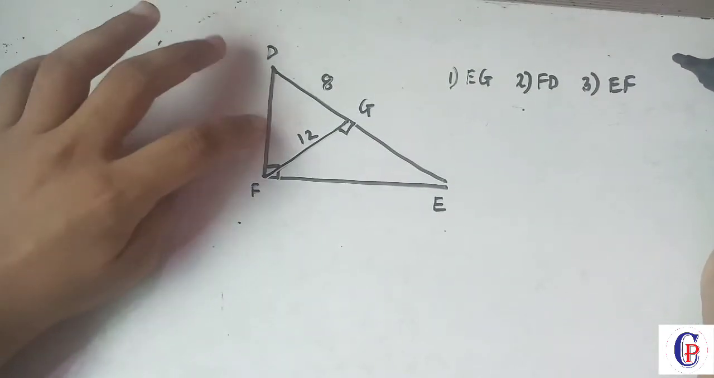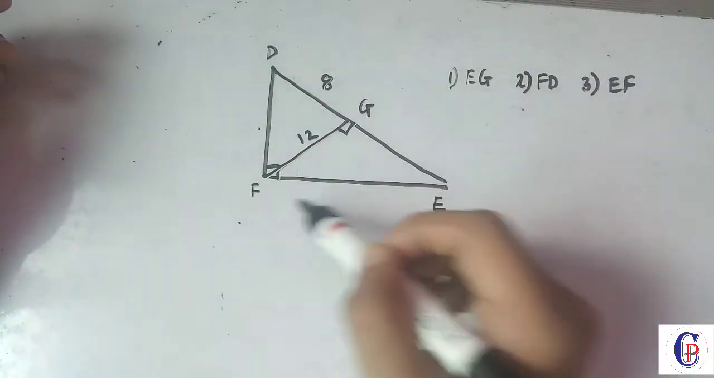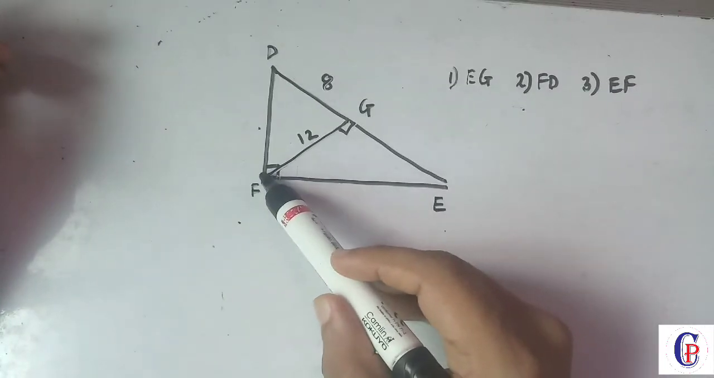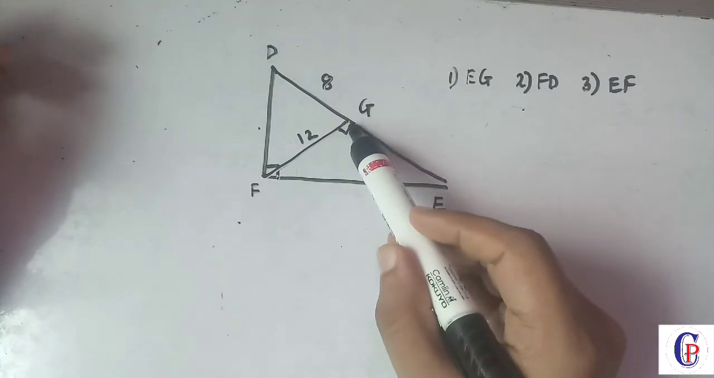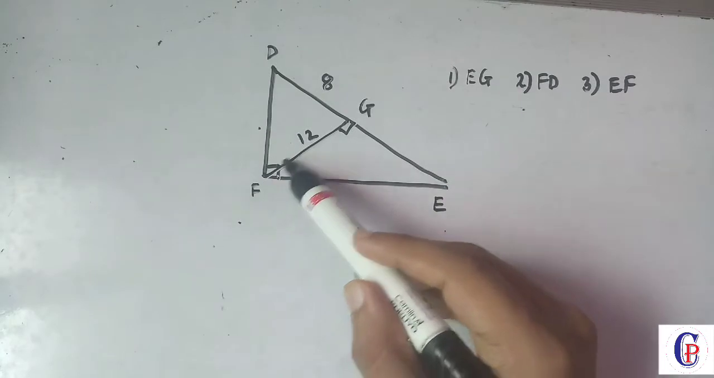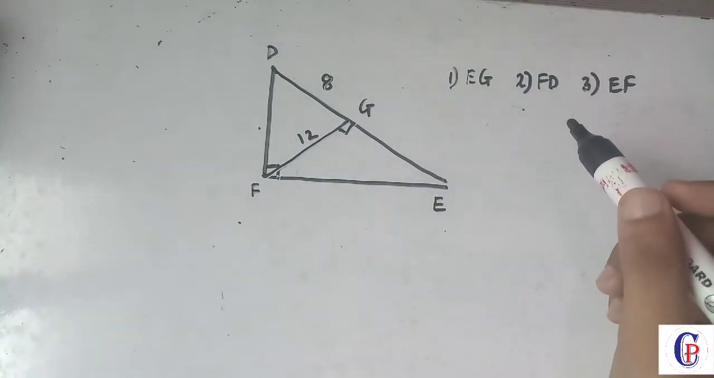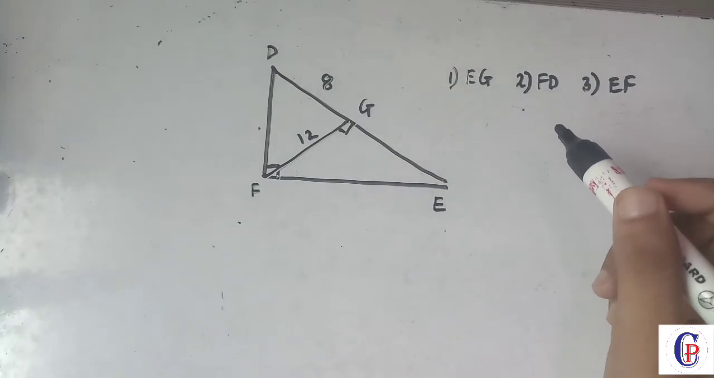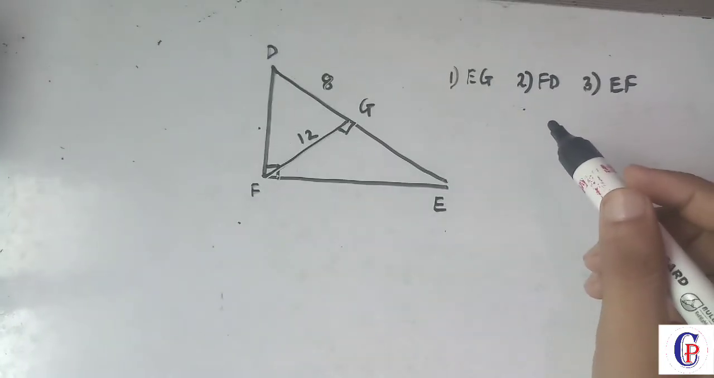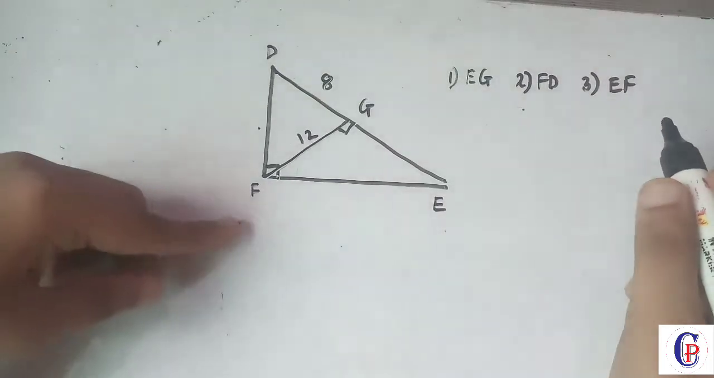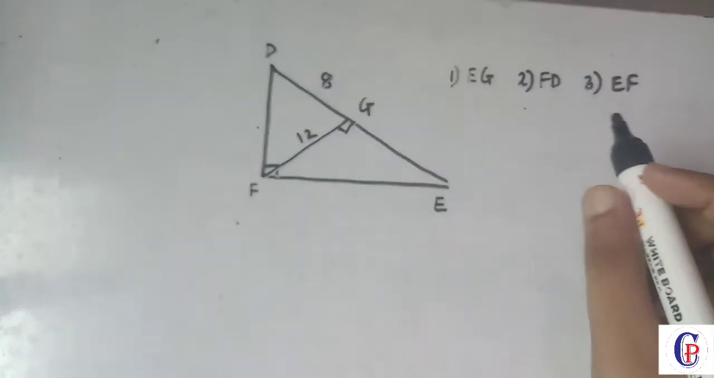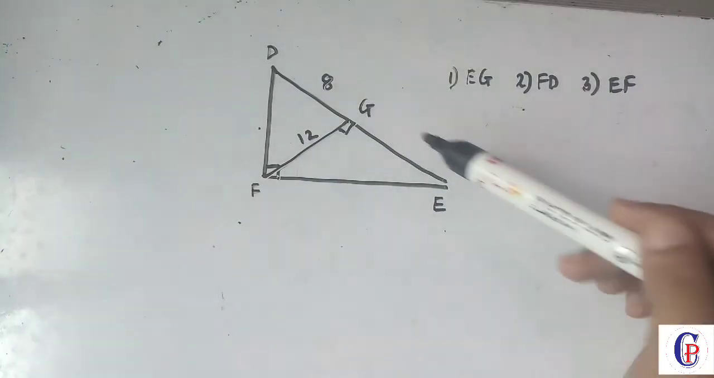Now I hope you remember that if you have a right angle triangle and from this 90 degree you have one more 90 degree on the hypotenuse, then there are two things that we can think of. One is geometric mean and the other is similarity in right angle triangles. First we will apply geometric mean and we will find this GE.